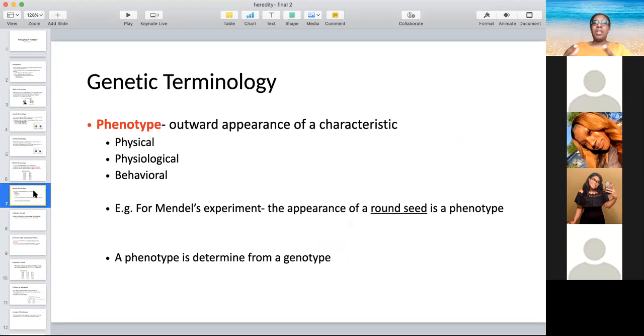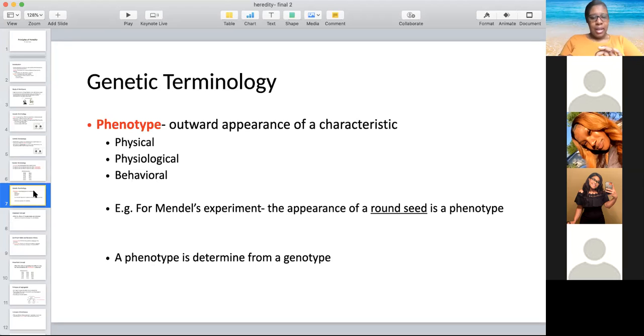Write down the term phenotype. The phenotype of an individual is the outward appearance of characteristics. So your physical traits, what you actually look like. This is what we see when we look at you. We don't see your genes or your genotype. We see your phenotype, which is the outward manifestation of your genes.